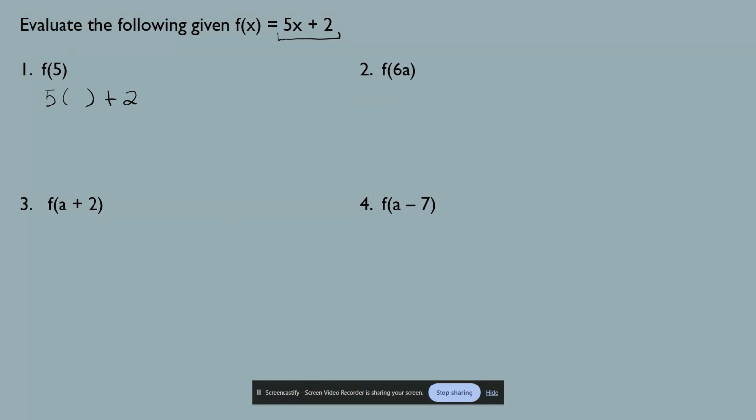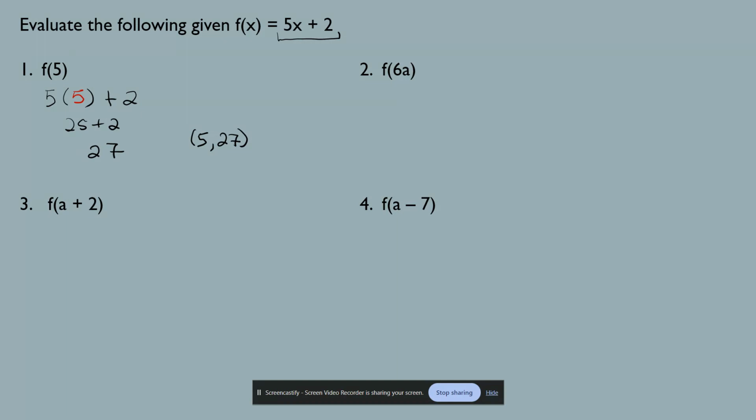So for this one here, I'm going to replace the x with a 5, like so, and just calculate it out. So 5 times 5, which is 25, plus 2, which ends up giving you 27 as your answer. If I'm asking you to put the answer as an ordered pair, it'd be (5, 27) as your final answer.